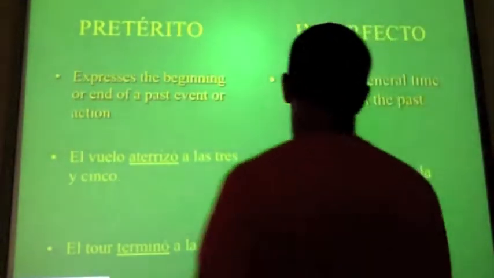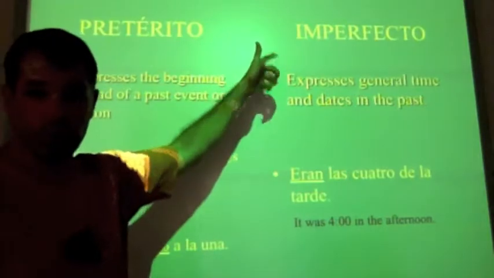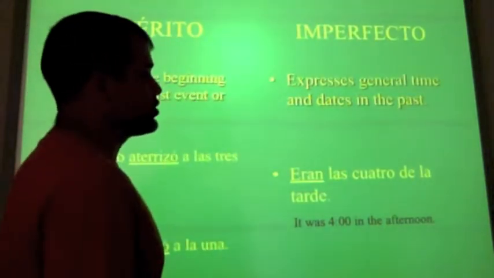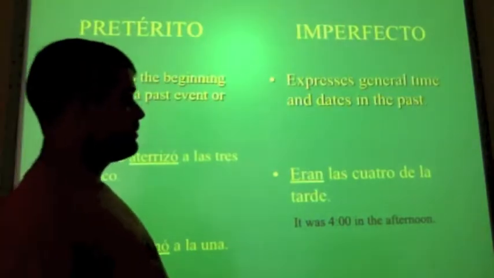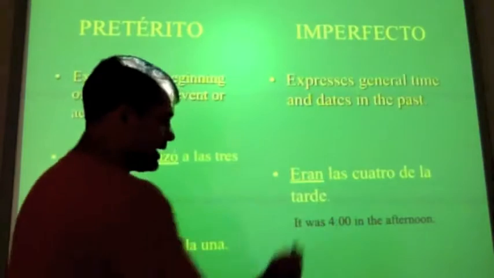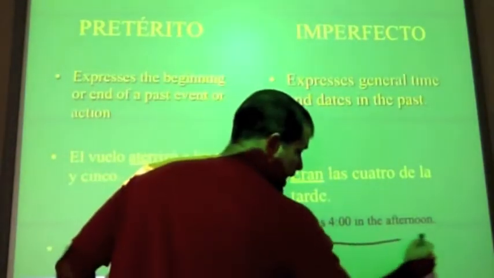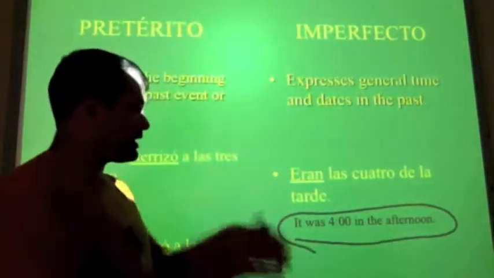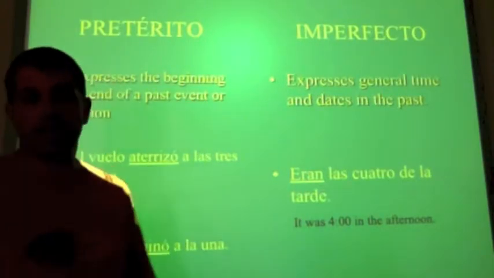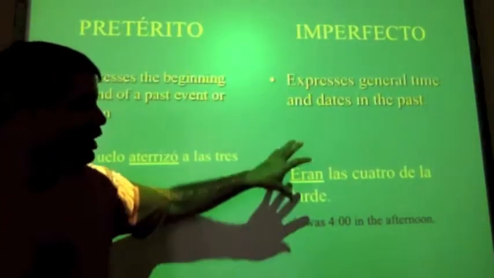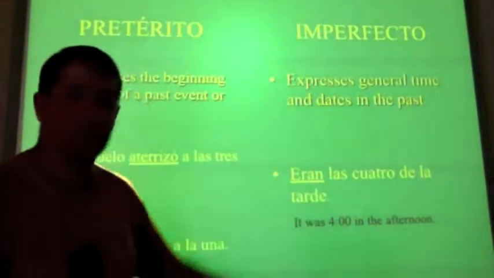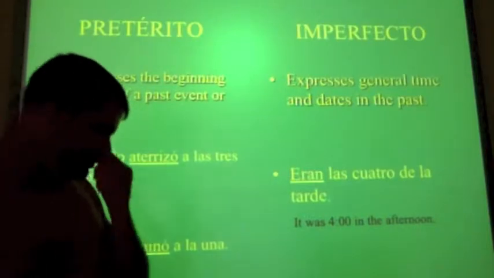All right? El imperfecto, on the other hand, expresses general time and dates in the past. So, example, eran las 4 de la tarde. It was 4 in the afternoon. Okay, just in general, it was 4 in the afternoon. We aren't talking about a specific event or something happening. But when we talk about time, general time, in the past, we use imperfecto. Eran las 4. All right?